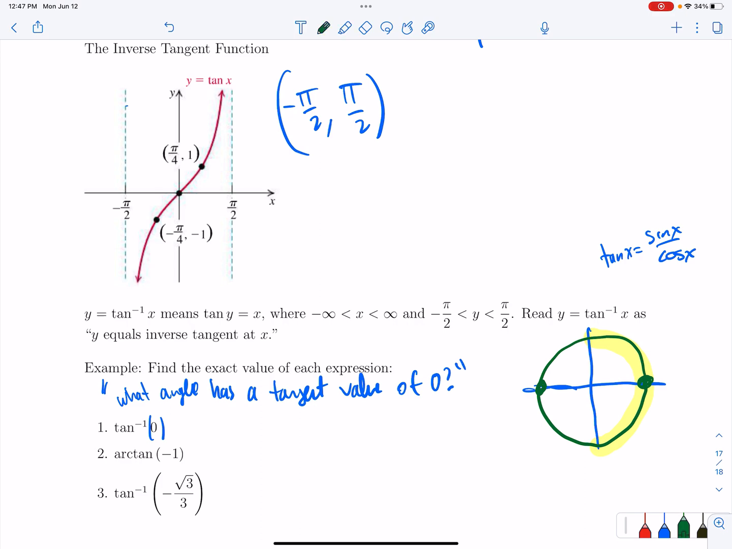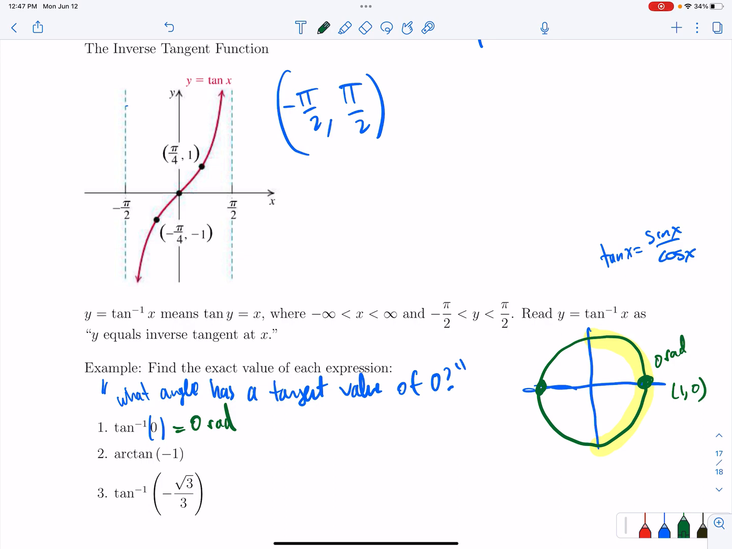So this is going to be at 0 radians, and those coordinates are 1, 0. So at that position is when I have a tangent value of 0. So this will be 0. I'm just going to put radians so we know that that's an angle.